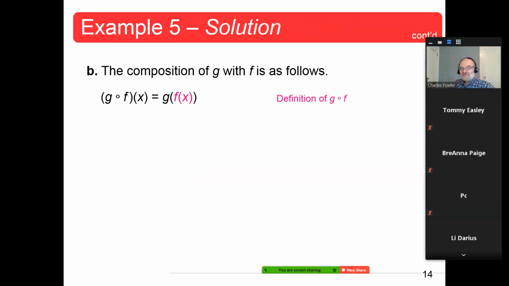The B part then says the composition of g with f would be g of f of x. So now we put the f of x inside here, and that was your x plus 2. G operating on x plus 2 says you take the number 4 and subtract what's in the parentheses squared. Okay, so that would be 4 minus x plus 2 squared.